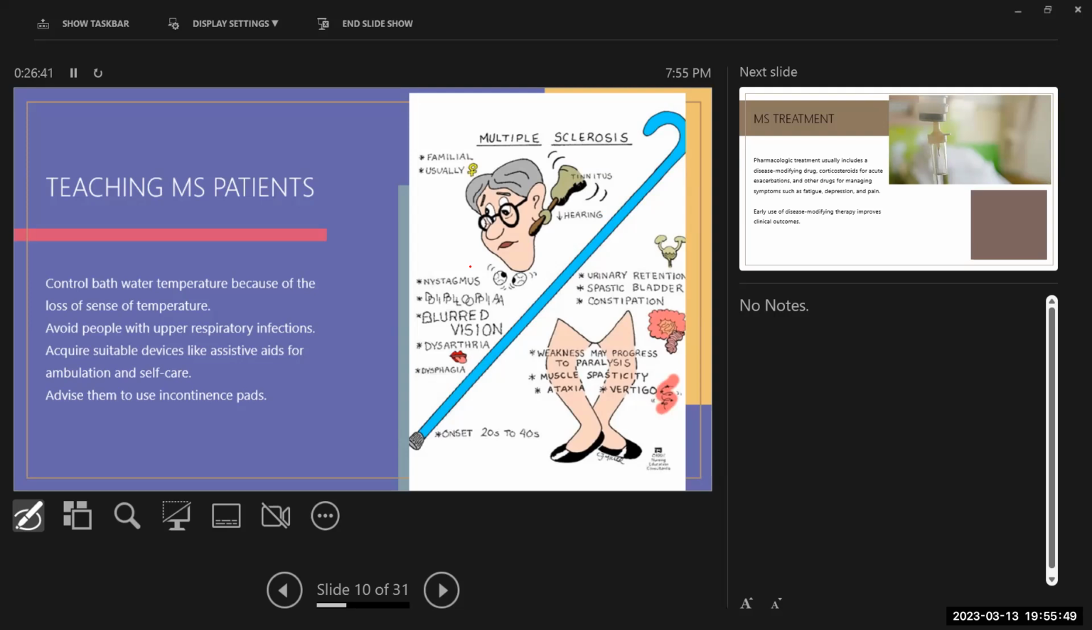Because swallowing can be an issue, they're more prone to upper respiratory infections becoming lower respiratory infections. So they need to stay away from people with upper respiratory infections. They need to have assistive aids. So if they need walkers or canes or something like that, they might need devices that occupational therapists can design to help them put their socks on or something like that. And because incontinence tends to be an issue, have them use incontinence pads.